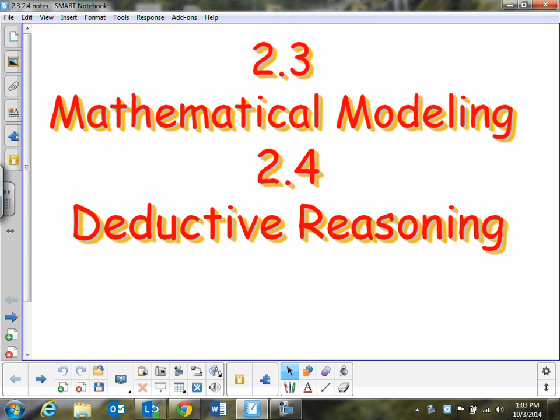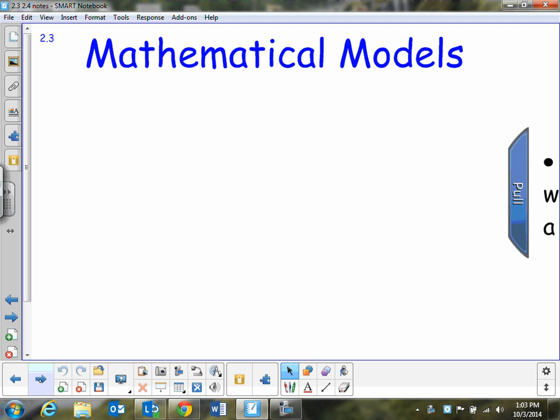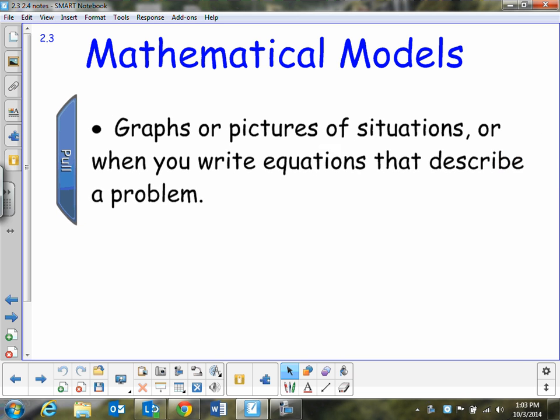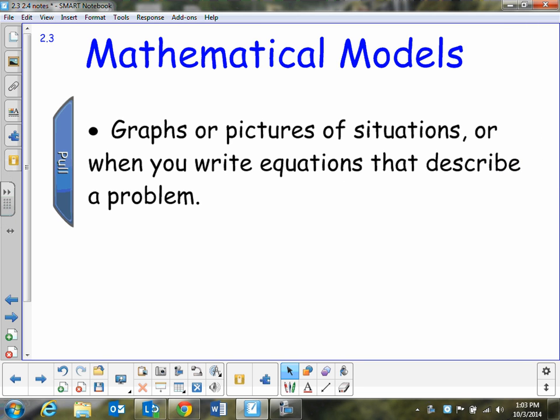Sections 2.3 and 2.4, mathematical modeling and deductive reasoning. First term, math models. Whenever we talk about math models, this is basically graphs or pictures of situations that you can use to describe a problem and maybe help you solve the pattern as well. You can also figure out equations, and equations are a type of mathematical model to help describe the problem as well, which you did back in Algebra 1.